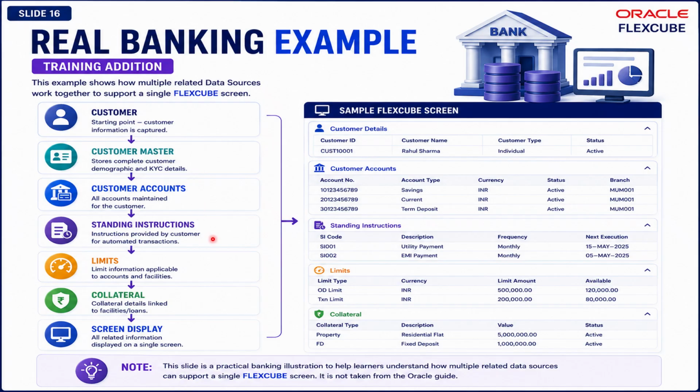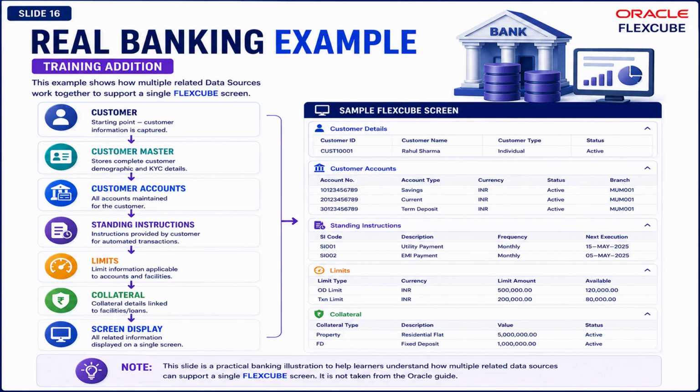Standing instructions contains recurring instructions maintained for automated transactions. Limits provides the applicable limit information, while collateral contains collateral linked to facilities or loans. These related data sources can then support a single screen display where the user can view the complete customer information in one place. This is a training illustration and is not taken directly from the Oracle Guide.